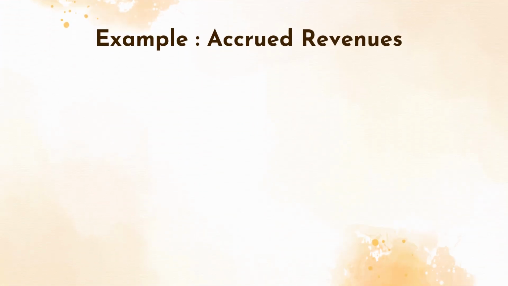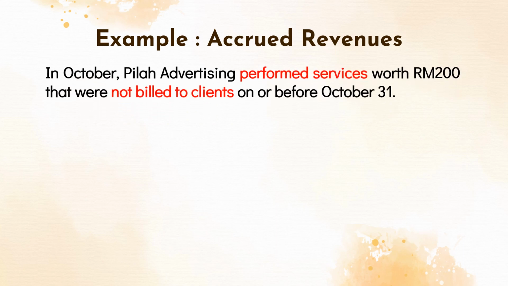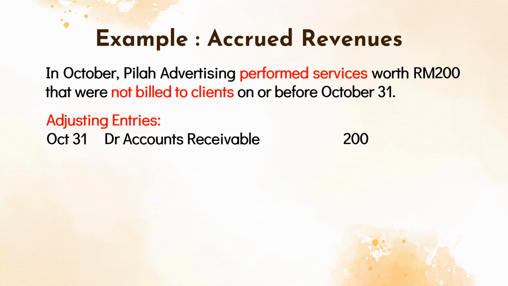Example of accrued revenues. In October, Pillar Advertising performed services worth RM200 that were not billed to the client on or before October 31st. So the adjusting entries on October 31st, debit accounts receivable 200 and credit service revenue 200. We credit service revenue because we have performed services, and we debit accounts receivable because we did not receive any payment from the client.